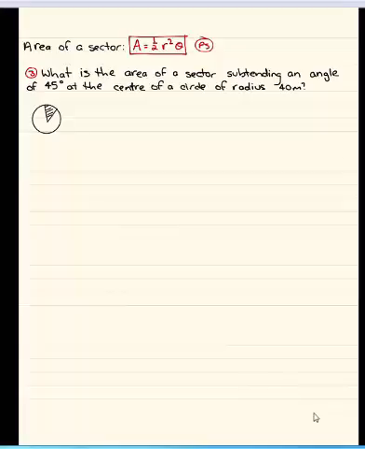Okay, so in question 3, what is the area of a sector subtending an angle of 45 degrees at the centre of a circle of radius 40 metres? So, like we've said, the sketches are a good idea. We know that this is going to be a 40 metre radius. We know that the angle in there is 45 degrees. So we've got to change our 45 degrees to radians. So to work out what theta is going to be, we're going to multiply it by pi over 180. Okay, so once you do that, you get pi over 4.